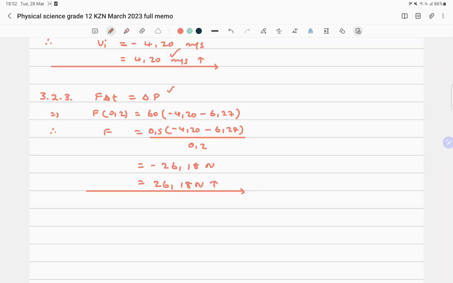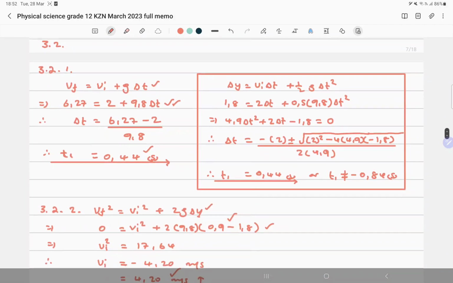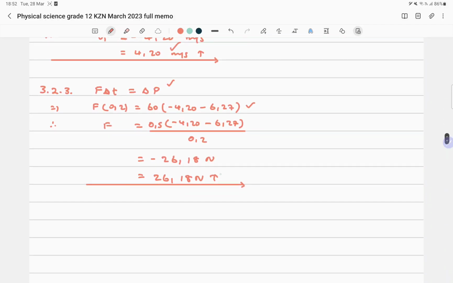Formula, substitution. Now what did they say? Magnitude. Yeah, it said magnitude, so they didn't want the direction, so we can put it in brackets. But even if you did not, no one is going to give you a hard time. So this is the answer. Then it should have been 3 marks, you know.